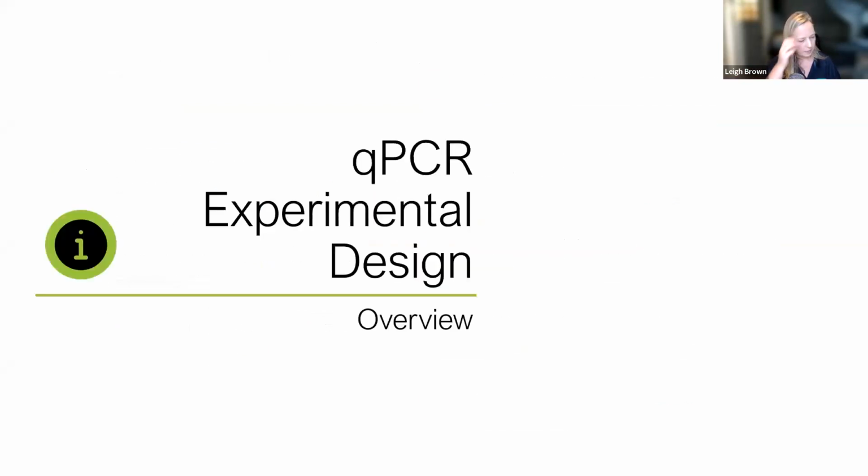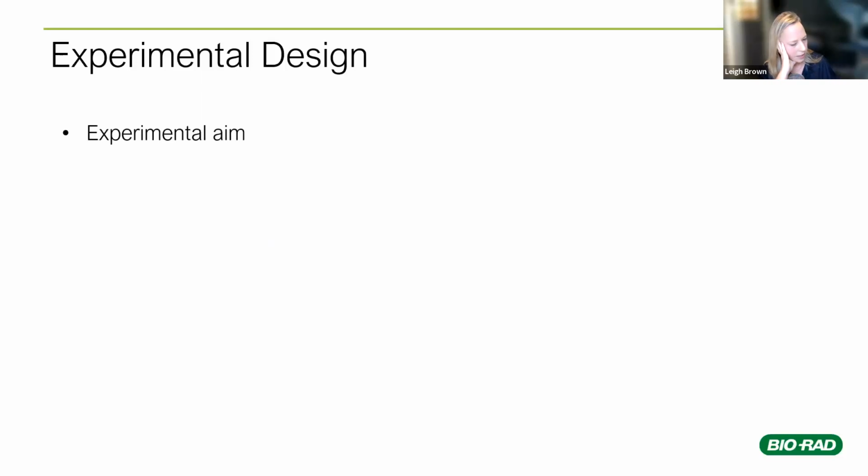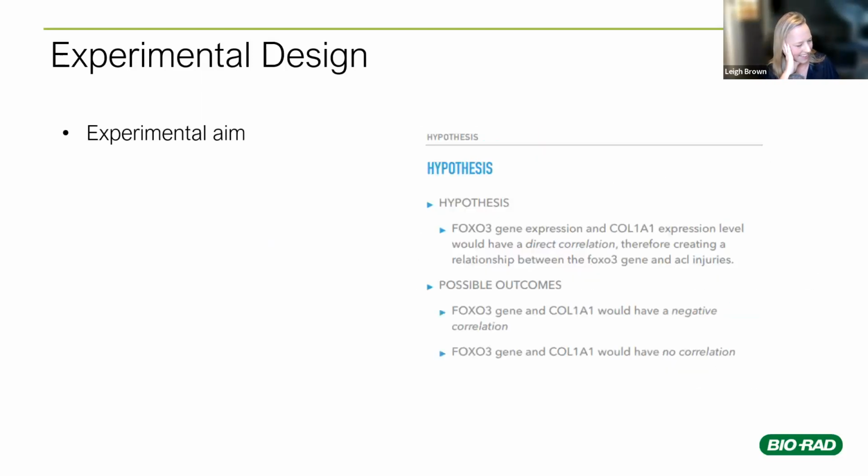I'm going to skip here and go to experimental design. I actually want to just go ahead and look at the design of our student here. When you're looking at experimental design, what is your question here? What are you trying to measure? And how are you going to set up your experiment? With our student, our example from earlier with that FOXO3, she was looking at whether the FOXO3 gene expression and one of these collagen gene expression levels were correlated. Is there a direct correlation, either negative, or is there no correlation, right? And is there a relationship between that gene expression level and ACL injuries?